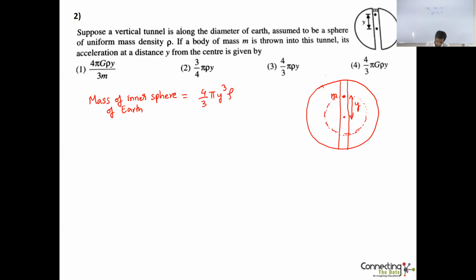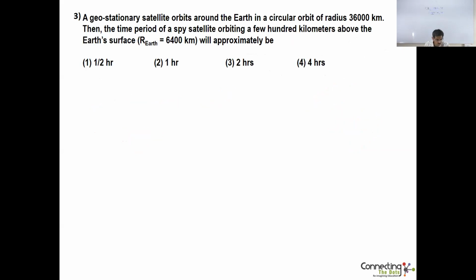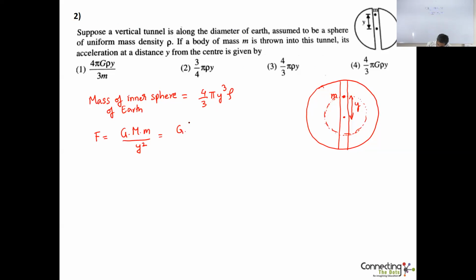Now, using the universal law of gravitation, the force on our body is G m by y square, right? And that is equal to G into, what is the mass of Earth? Well, it is not the full Earth that we are talking about. We are talking about only a part of Earth.